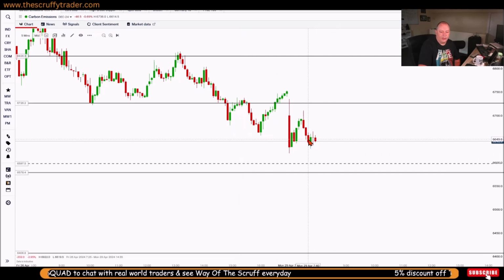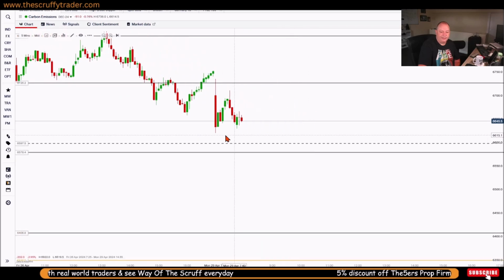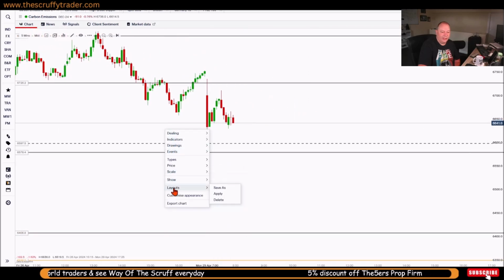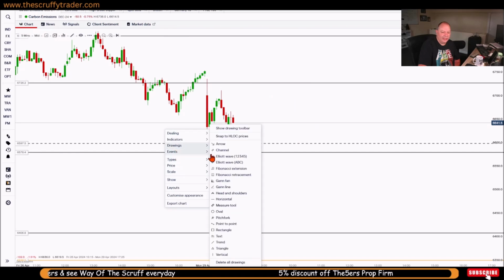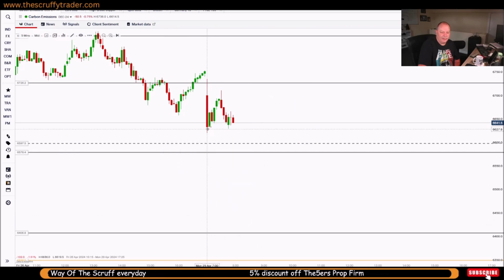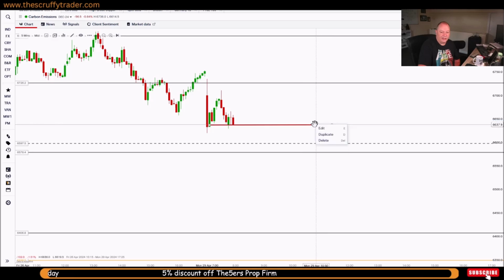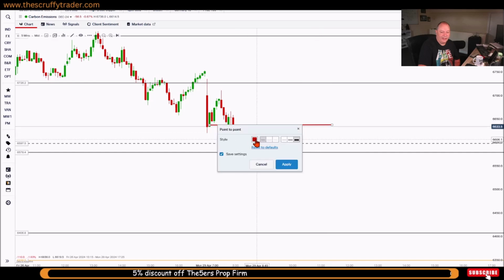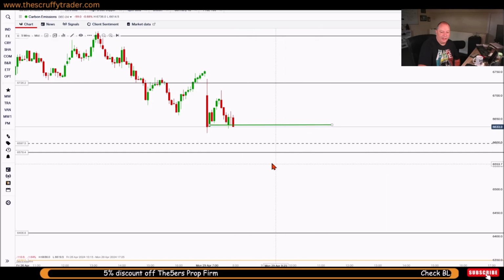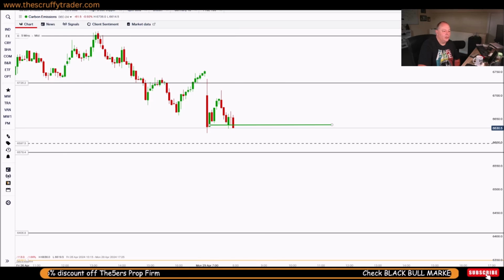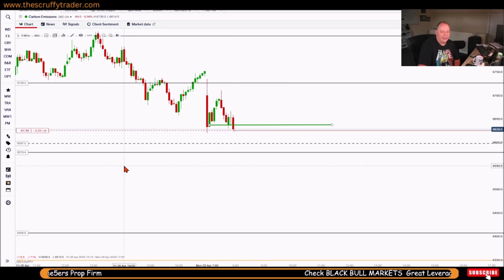So 1, 2, 3, 4, 5. There's the baseline here. Just draw a little line in so you can kind of see it point to point. So your baseline is roughly there. Okay, change the color of that. It's a bit naff being red. Change it into a nice green. Right, actually it's ready to go. So we'll go deal, and we're just going to go straight into market. Boom, bang. Right, we're in.